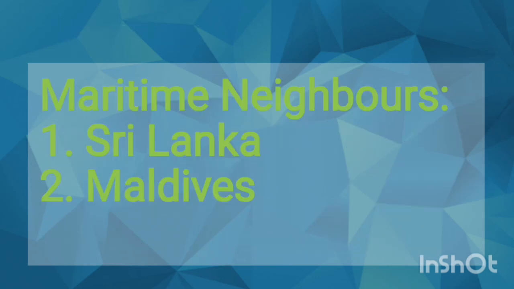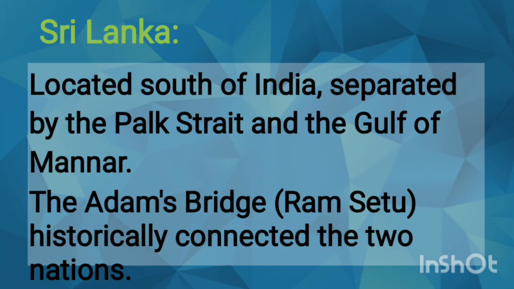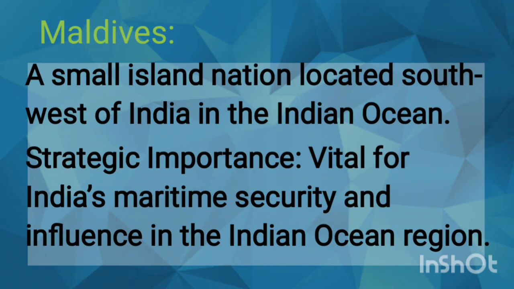Maritime neighbors are Sri Lanka and Maldives. Palk Strait and Gulf of Mannar separate them. Adam's Bridge once connected India and Sri Lanka. Next one is Maldives, a small island nation located to the southwest of India in the Indian Ocean, important for India's maritime security and strategic interest.